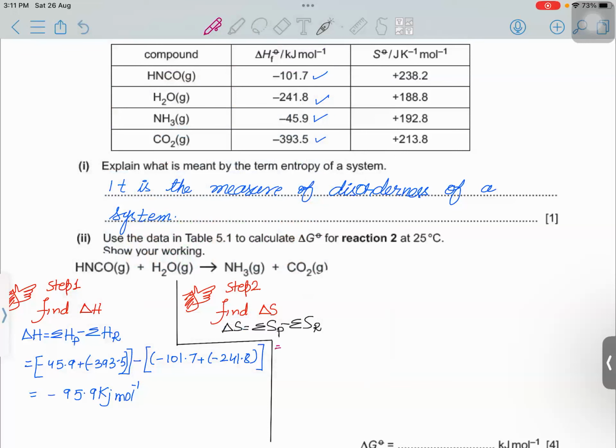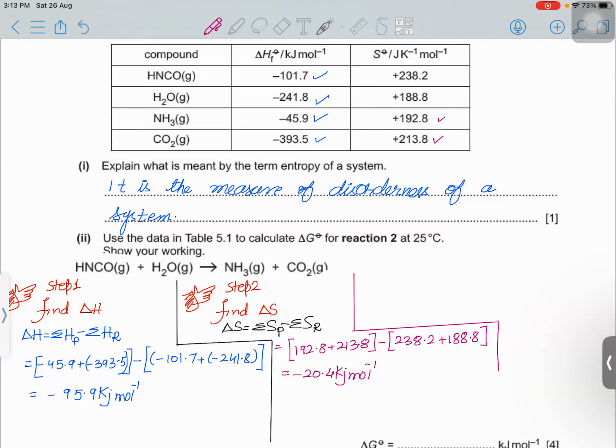So product is ammonia and carbon dioxide. So 192.8 plus 213.8 minus reactants are 238.2, 188.8. The answer is minus 20.4 kilojoule per mole. Correct answer.